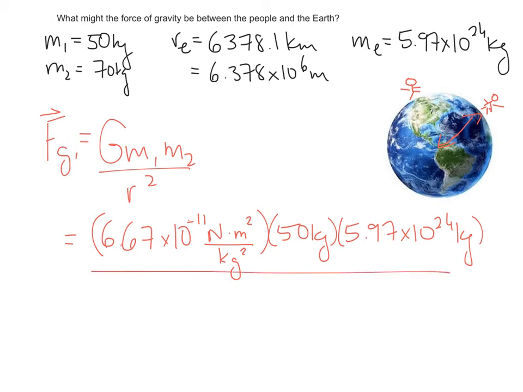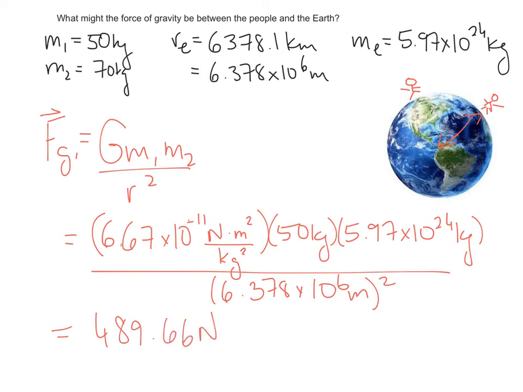over, and like we said before, your distance is going to be the radius of the Earth. So that's 6.378 times 10 to the 6th meters squared. And that gives you 489.66 newtons.